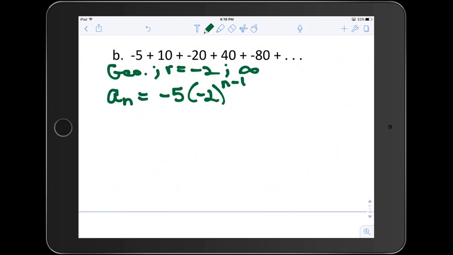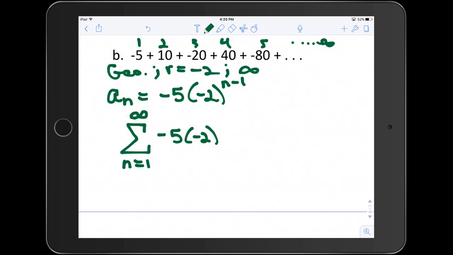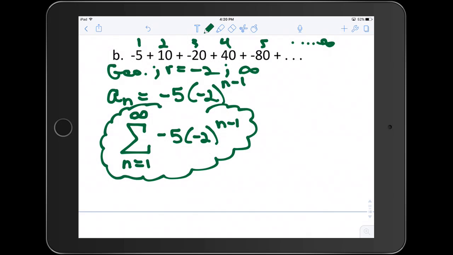And now that we have that, we just have to write it with the sigma. So here's my sigma. I'm going to start at 1, go up to, ooh, we can't count this, right? Here's the first term, second, third, fourth, 1/5, and then it goes all the way to infinity. So because it doesn't end, we put infinity right there, and then we put our explicit rule right behind the sigma. And that is pretty much it.